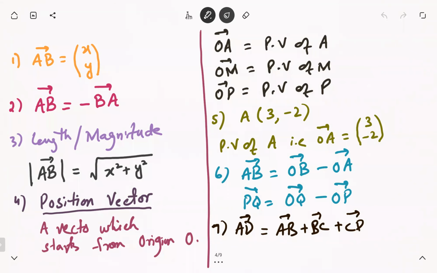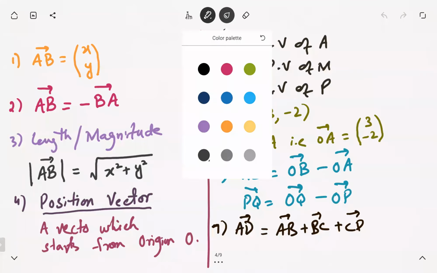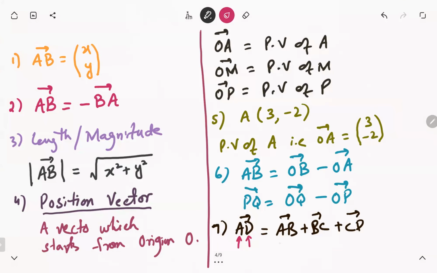The important thing here was that because you are looking for AD, you have to start from A and end at D. And in between, the path should also be connected. What does it mean? If one vector is ending at B, the next one should be starting from B. This shows that they are connected. If one vector is ending at C, the next vector should be starting from C. That's why they are connected.